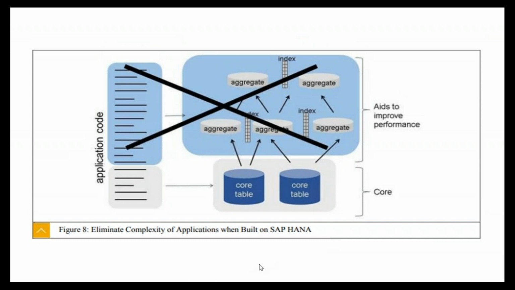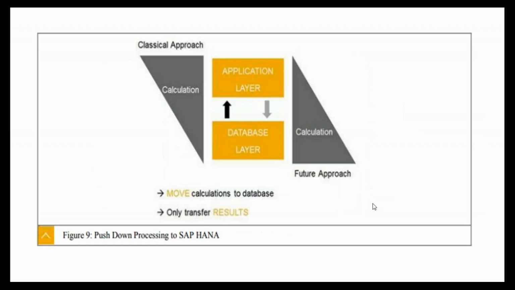So we eliminate the complexity of applications when built on SAP HANA. So we are eliminating all these things now. And we can get the data directly from the database tables. Okay, so that is how we are doing it. So from core tables we can get the data, but still not worry about the performance. And all the calculations that we do in the program.